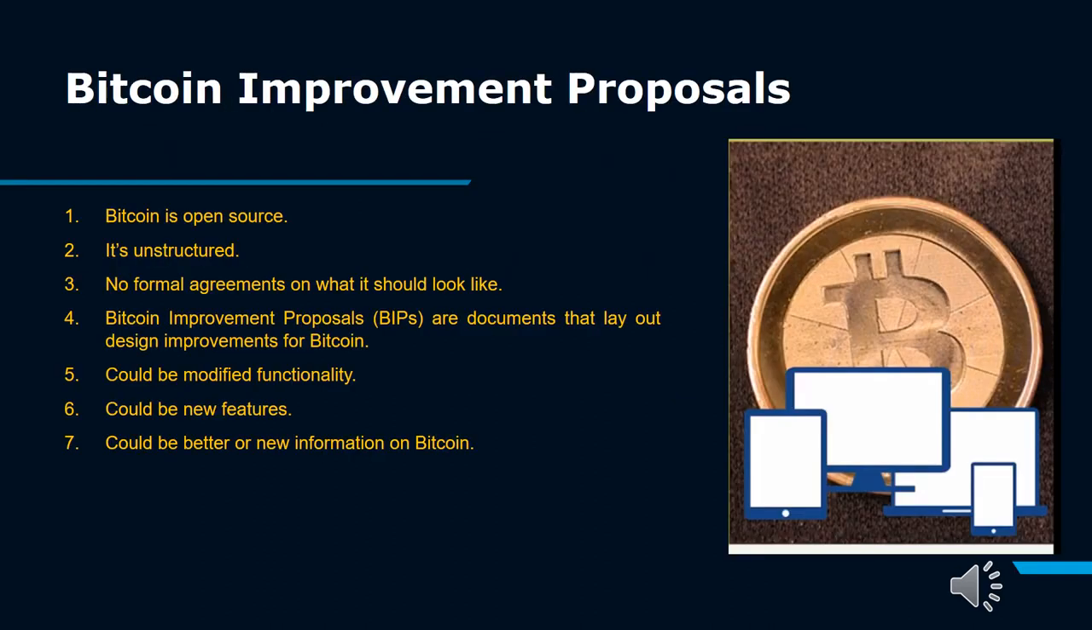Bitcoin improvement proposals. As we know, Bitcoin is open source and unstructured. No formal agreements are there which could say what it should look like. Bitcoin improvement proposals are documents that lay out design improvements for Bitcoin. The Bitcoin community is working on improvements so Bitcoin can also be modified with new functionality, new features, or better or new information on Bitcoin.